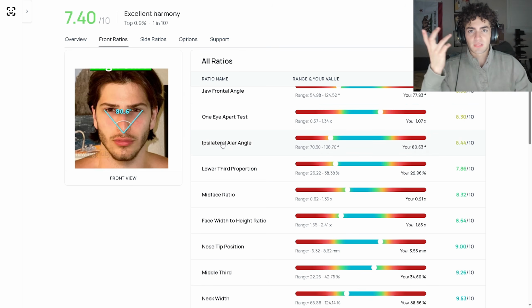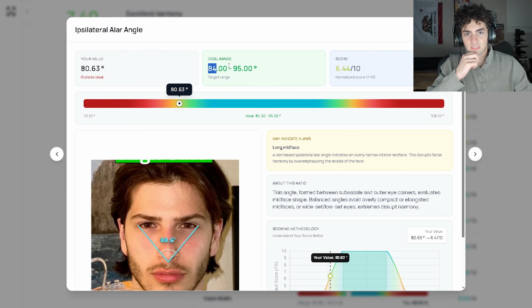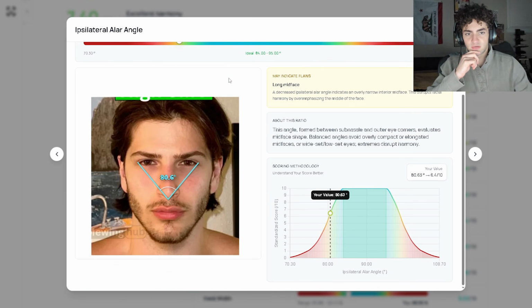Next for his ipsilateral alar angle, which is similar to the jaw frontal angle, but it's measured from the alar base to the lateral canthus. He gets about 80.6 degrees, which as you can see is lower, about 4 degrees below the ideal range of 84 to 95. Which may indicate a long mid-face, as you can see over here. And it just doesn't harmonize too well with his jaw frontal angle, which you'll see in a second.